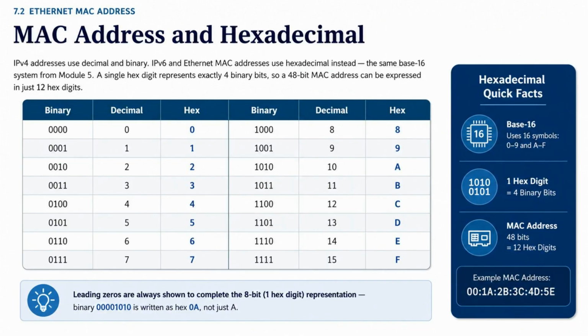MAC addresses use hexadecimal, same base 16 system from Module 5's Number Systems module. 1 hex digit equals exactly 4 bits, so a 48-bit MAC address fits in just 12 hex digits. Walk the binary/decimal/hex table on screen if a refresher is needed. Important detail: leading zeros are always shown. Binary 00001010 is written as hex 0A, never just A.